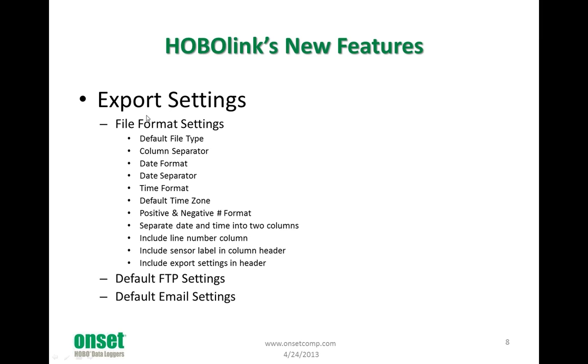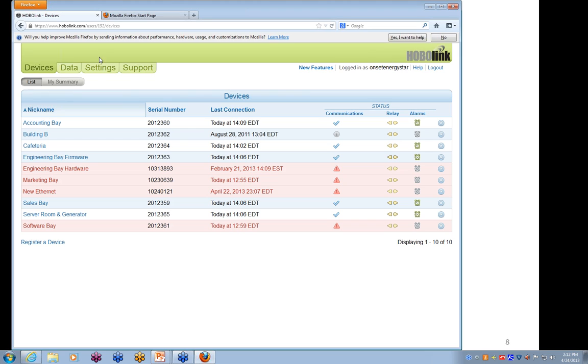Using feedback from our customers in HOBOware, we replicated a lot of that customization in the HOBOlink product. So you can change file format settings, FTP settings, and email settings. And rather than getting into the details here, I will show it to you in the product itself.